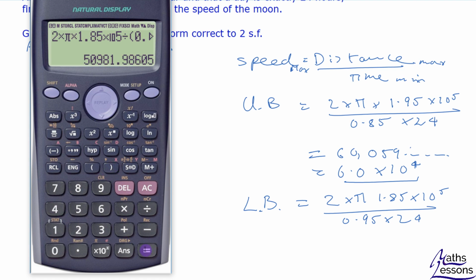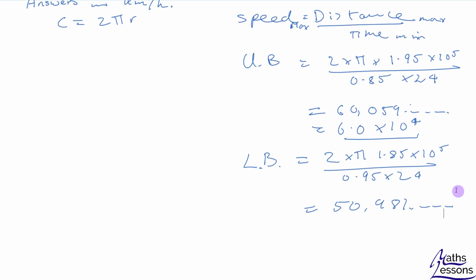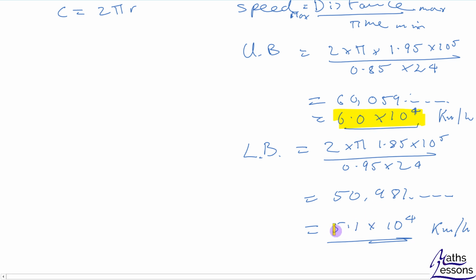That gives 50,981. Obviously, you would give all the numbers if you're doing a GCSE, 2SF. That's going to be 5.1. This third figure is 9, so we're going to round that up to 1, times 10 to the power of 1, 2, 3, 4. Is our answer, and these are both in kilometers per hour.